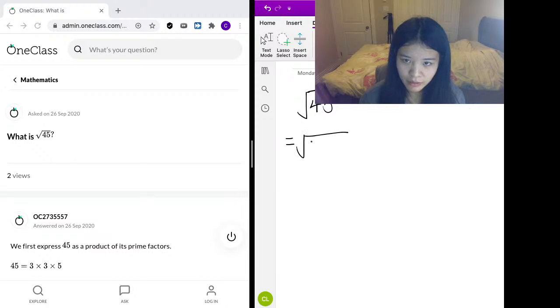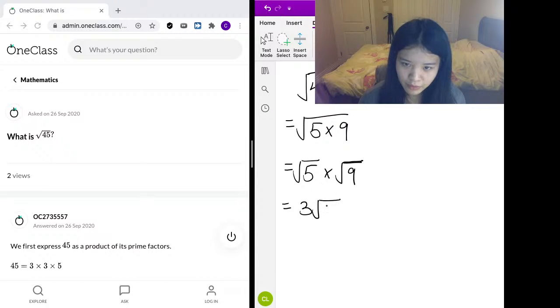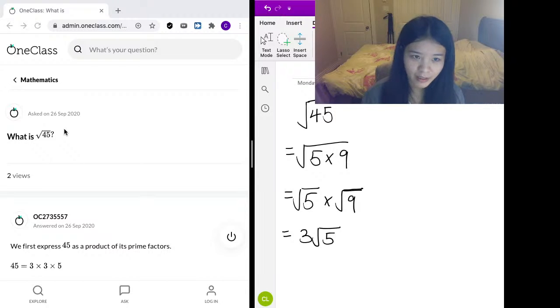So the root of 45 is equal to the root of 5 times 9, because 5 times 9 is equal to 45. Then we can split the two terms because it's a radical. And here we know the square root of 9 is equal to 3. So we have 3 root 5, and that's our answer. So this is more like simplifying the square root of 45 in radical form.